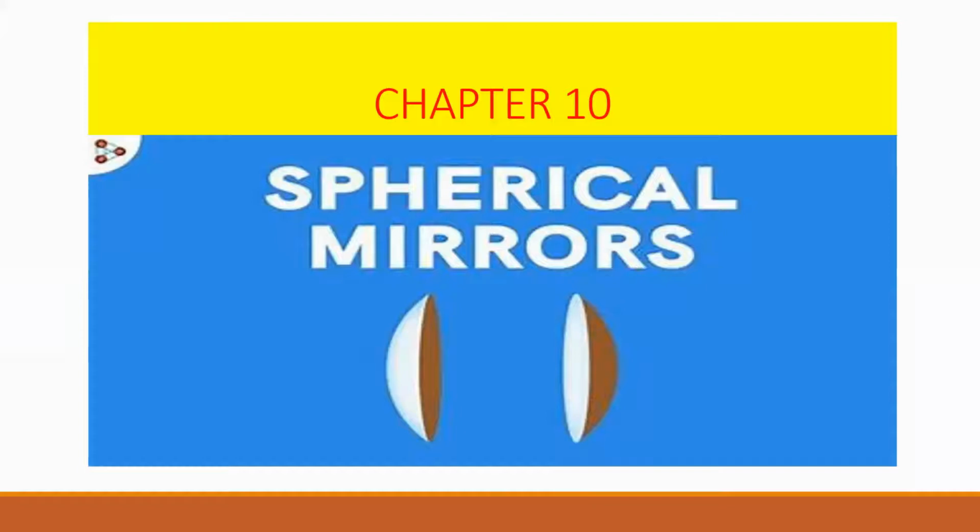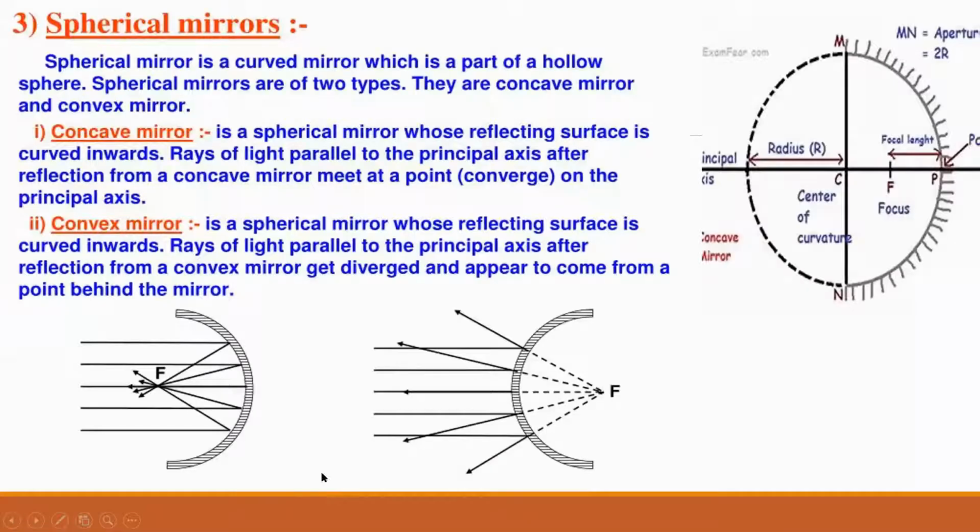What are spherical mirrors? They are curved mirrors and they are a part of a hollow sphere. There are two types of spherical mirrors, concave and convex. The first figure here is representing concave, and the second figure here is representing convex.